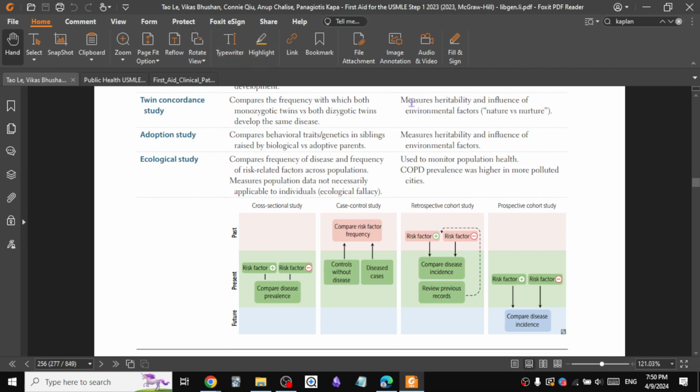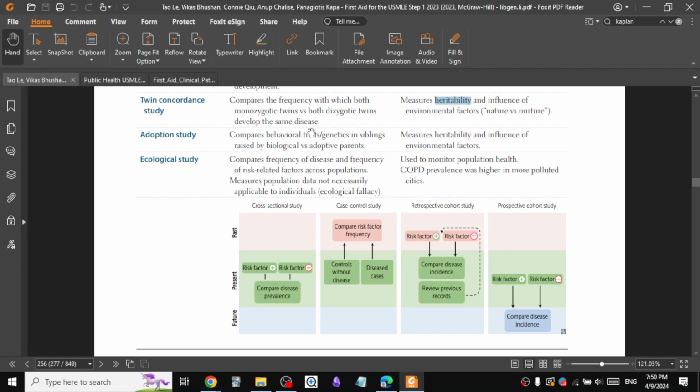Okay, so it measures heritability, right? So this is the genetic influence, and the influence of environmental factors, right? So if one twin is exposed to something and the other one is exposed to something else, what happens, right? So it helps us to do that.